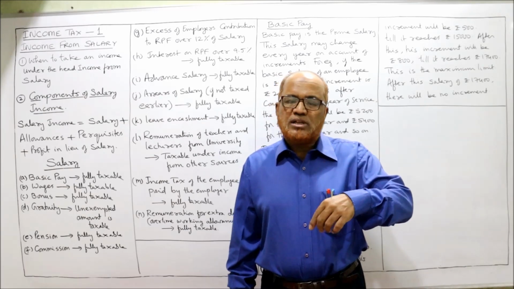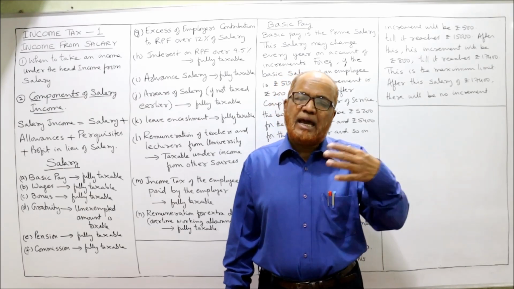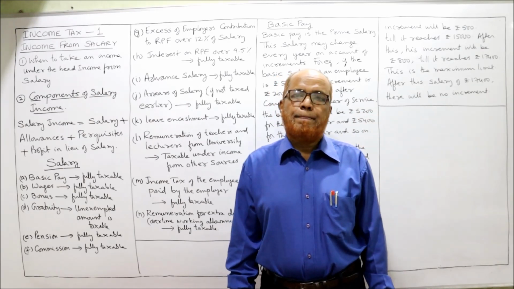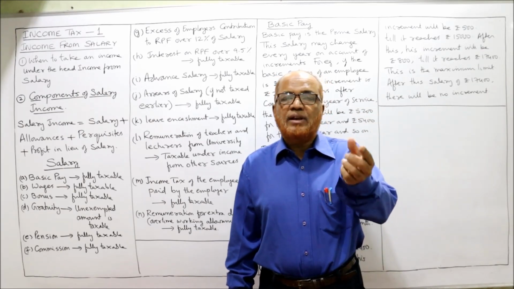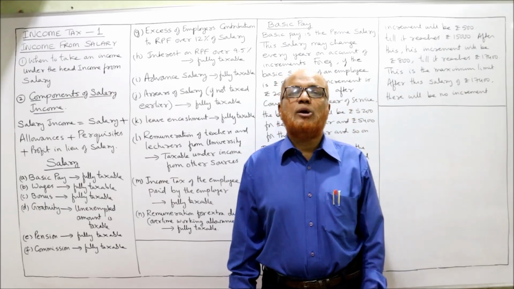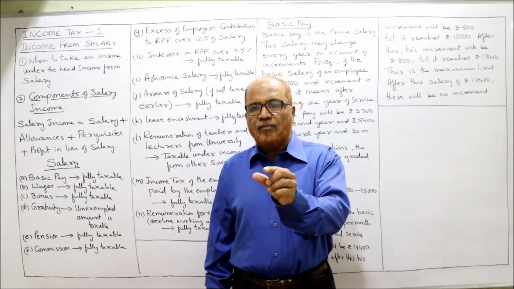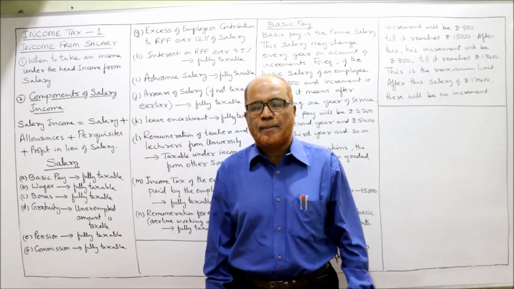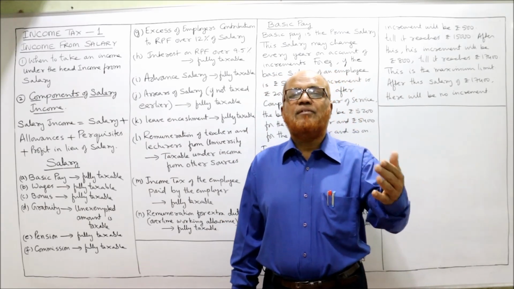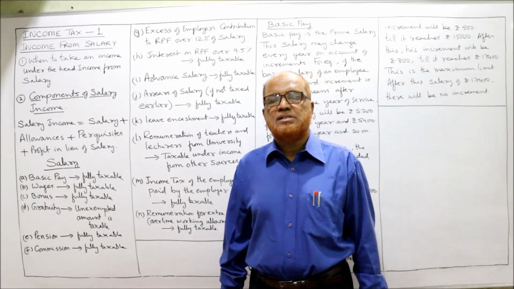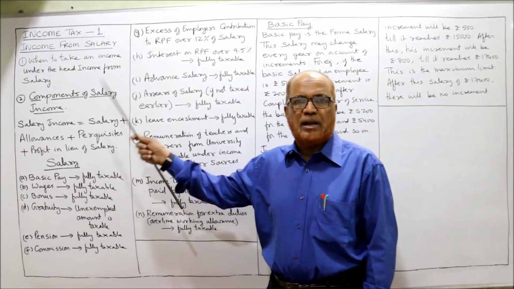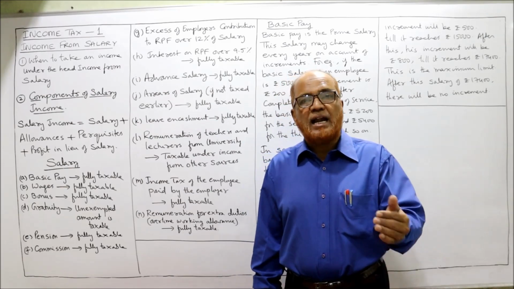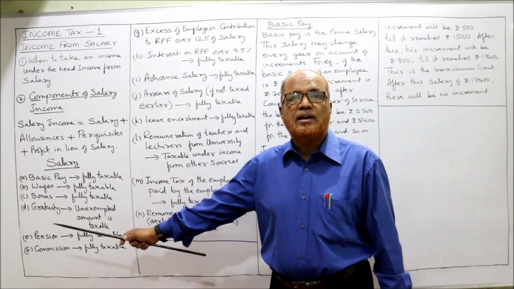Interest. When contributions are made by the employee and employer in RPF, the RPF will give interest. The recognized provident fund will allow interest on the amount deposited. If the rate of interest is up to 9.5%, interest on RPF is exempted. If the interest credited in RPF is more than 9.5%, the excess will be fully taxable under income from salary. Similarly, advance salary. Sometimes if an employee gets advance salary, that is also fully taxable.